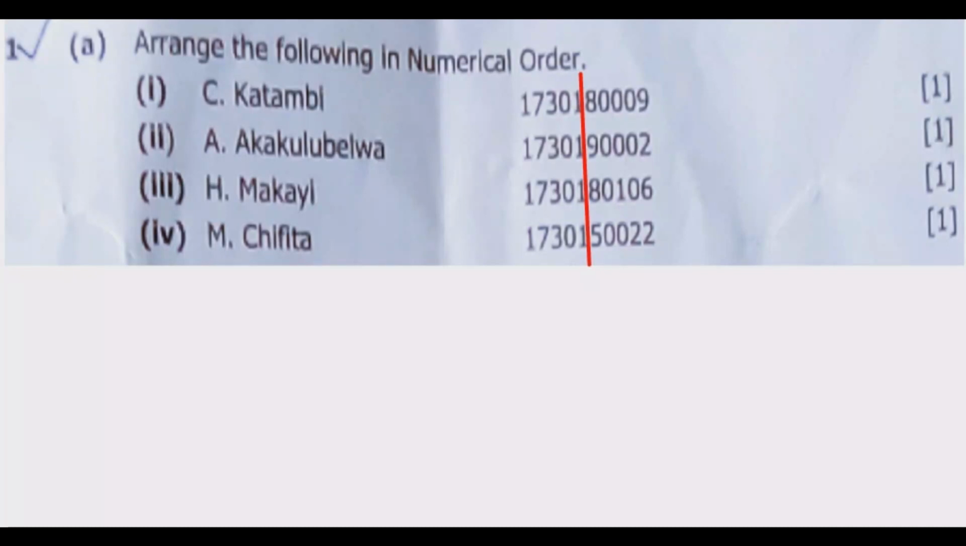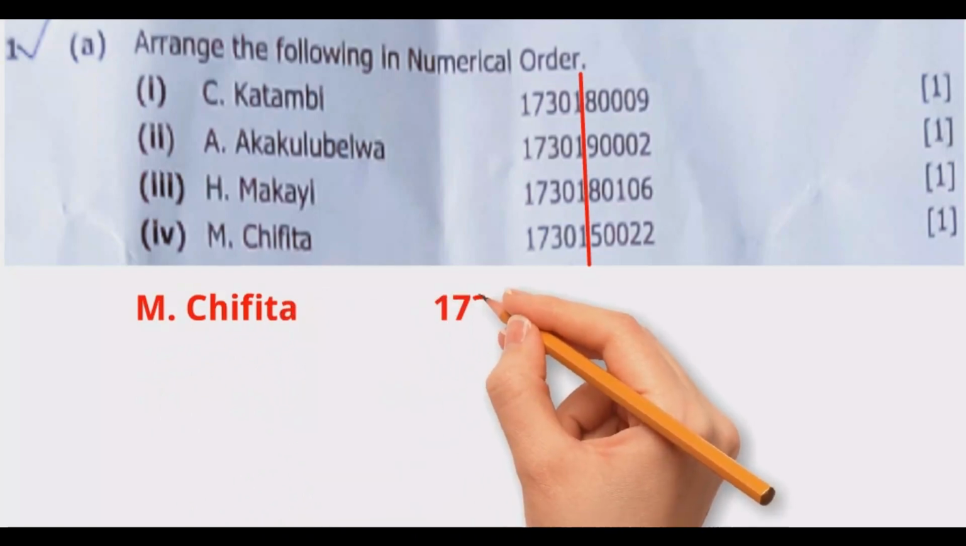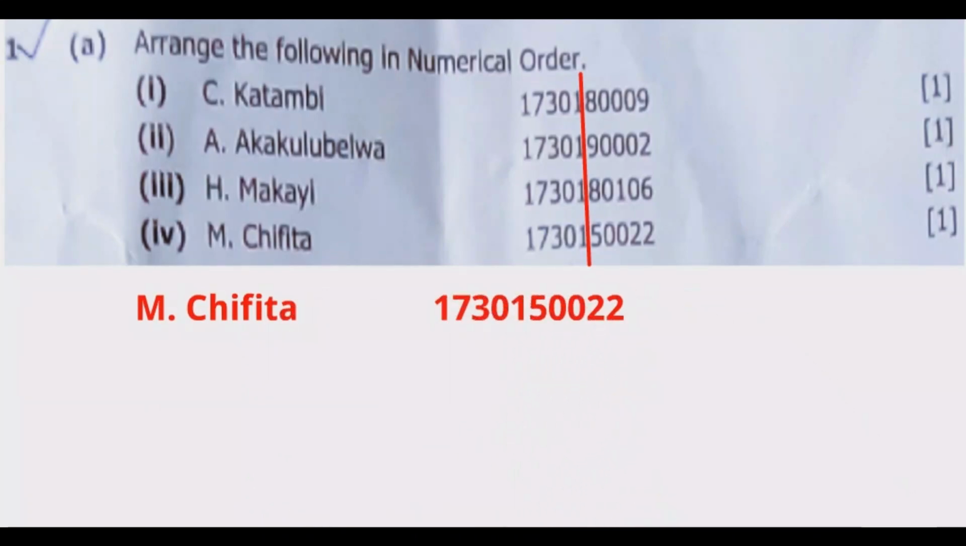So when we look at this, we check 8, 9, 8, 5. Which number is the smallest? We find that 5 is the smallest. So that means M Chifita will be on top. So let's write M Chifita on top. Now, as you can see, 8 and 9: 9 is bigger. However, we have two 8s. So first, let's ignore the number which has 9, and focus on the numbers that have 8.